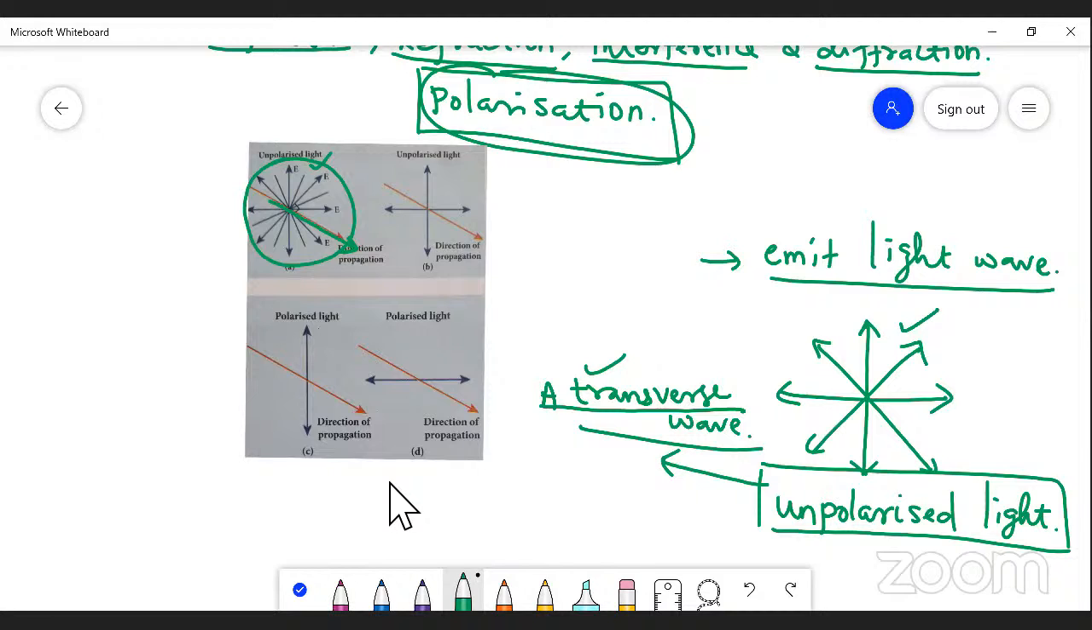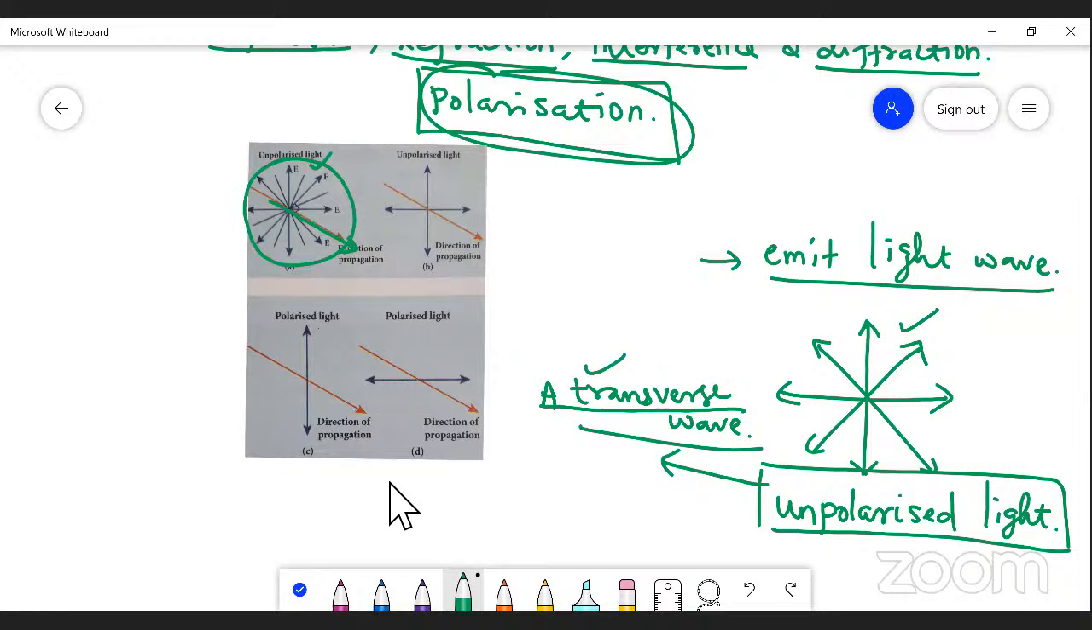So unpolarized light can be defined in two ways. In the first one, unpolarized light is nothing but a transverse wave. It consists of vibrations in all possible directions in a plane which is perpendicular to the direction of propagation of a wave. In that plane, the electric field vibrations of light exist in all possible directions. Such a light is called unpolarized light.